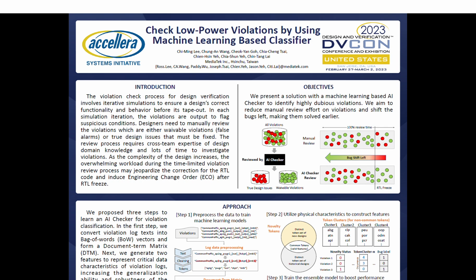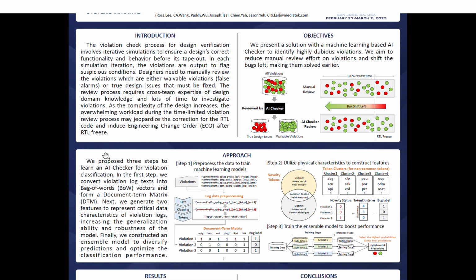We propose 3 steps to learn an AI checker for violation classification. There are data preprocessing, feature engineering, and modeling. First, we process the historical data so that they can be used for machine learning. We have violation logs obtained after running simulations. We remove the noise, such as word capitals, digits, and special punctuations. Next, we tokenize violation logs and parse the logs into tokens.